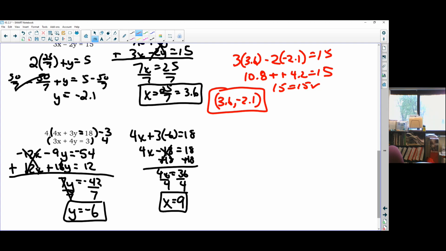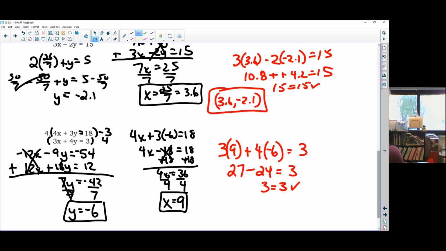I got to use the second equation now and plug both of them in. 3 times 9 plus 4 times negative 6 equals 3. Well, 3 times 9 is 27. 4 times negative 6 is minus 24. And 27 minus 24 is 3. So guess what? It checks. And our answer is 9, comma, negative 6. And there is the intersection point where those two lines meet.